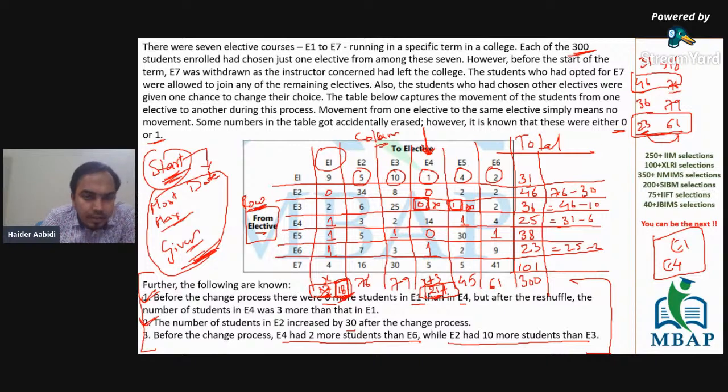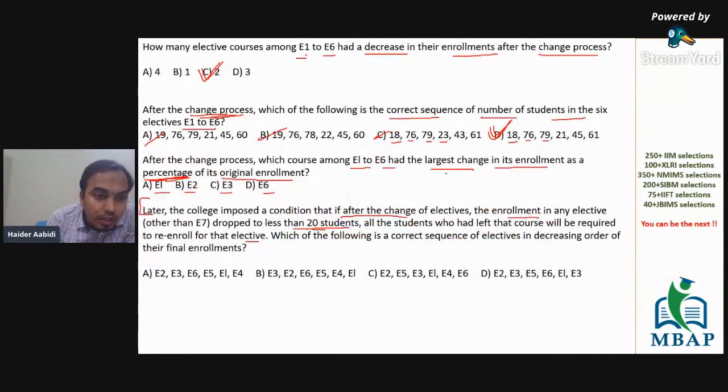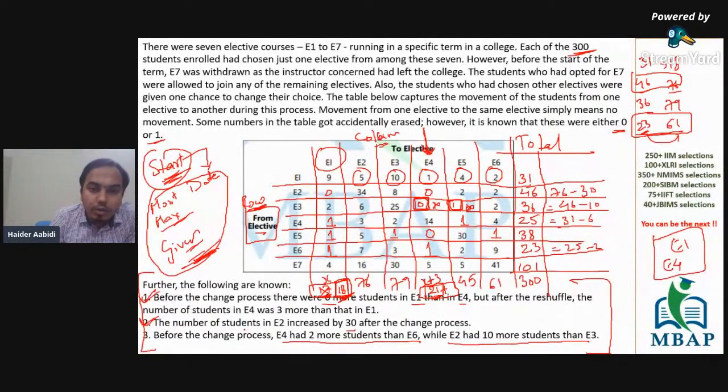Shiva. All right. Now, these are people who went. They will be told to join back. It is given here that they will be told to re-enroll for that elective. So, what happens with E1 now? E1 had 18. After that, they will have some people joining back. What is that number? Look at this total number now. This is 15, 16, 20, 22 people. All right, everyone. 22 people joining back.